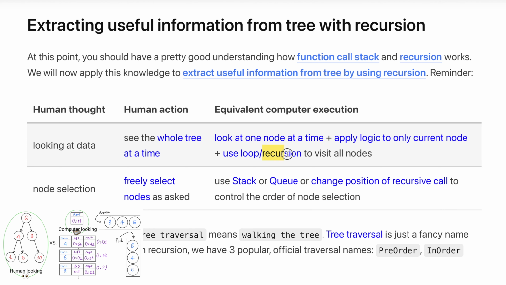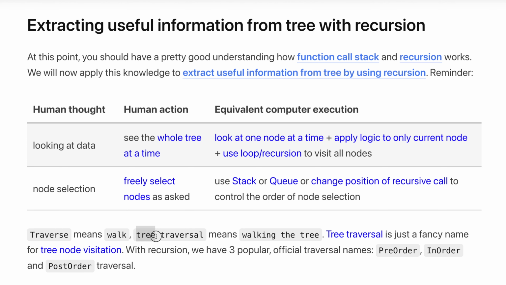We're gonna learn how to use recursion to visit all of the nodes, and we're gonna learn how to change the position of the recursive call to control the order of node visitation. These methods are usually known as tree traversal. We have 3 popular official names for tree traversal: PreOrder, InOrder, and PostOrder traversal. Traverse means walk. Tree traversal means walking the tree. Walking the tree simply means we go from one node to another. In short, tree traversal is just a fancy name for tree node visitation in a particular order.